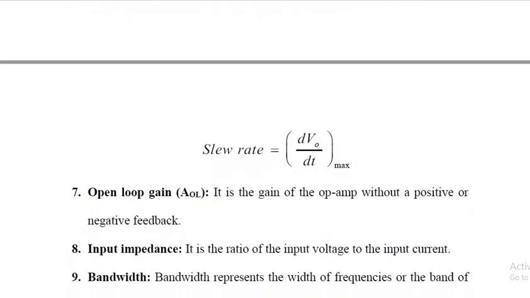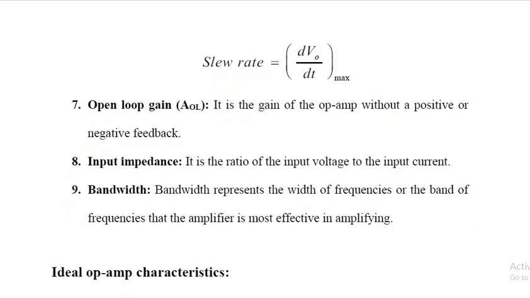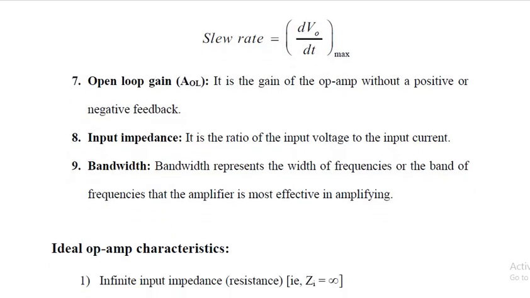Next, open loop gain AOL. It is the gain of the op-amp without a positive or negative feedback. So the word open loop refers to the op-amp without a feedback. Next, input impedance. Impedance is nothing but resistance. According to Ohm's law, resistance is equal to voltage by current. So it is the ratio of input voltage to the input current, since it is the input impedance.